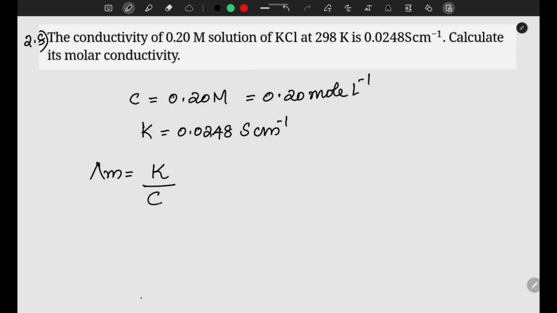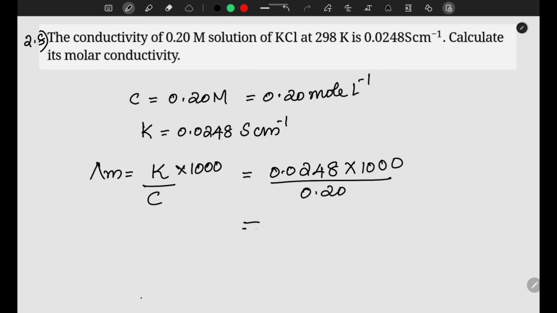Here, for converting liter, we multiply by 1000, since 1 liter is 1000 cubic centimeter. So if the concentration is given in mole per liter and conductivity is given in Siemens centimeter inverse, we have to multiply by 1000. So 0.0248 into 1000 divided by 0.20. When we simplify, we will get 124 Siemens centimeter square mole raised to minus 1.